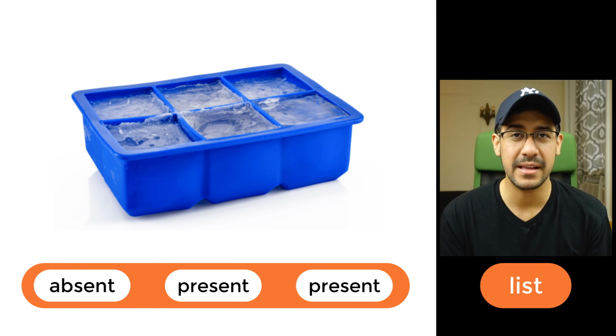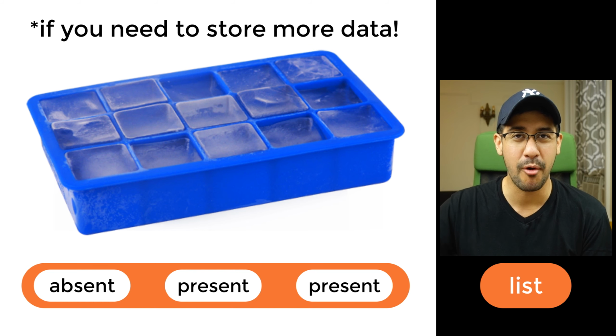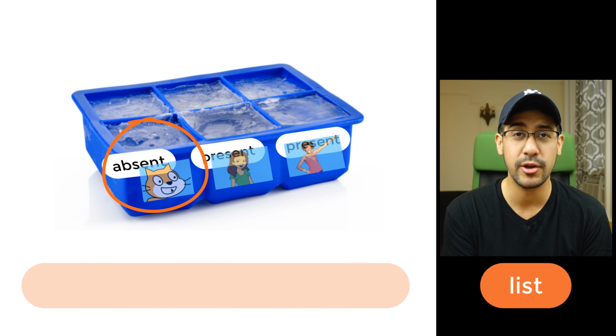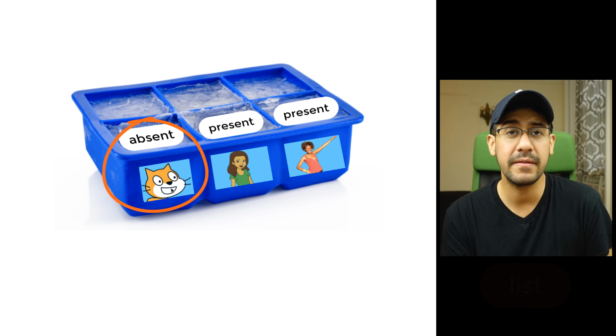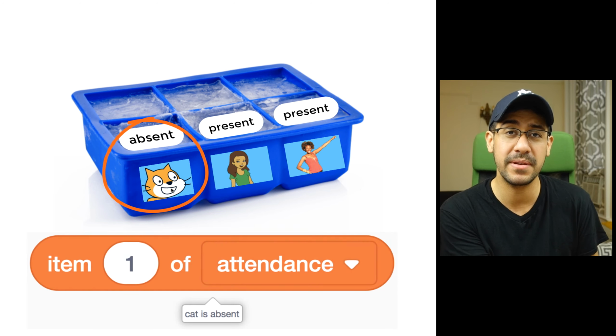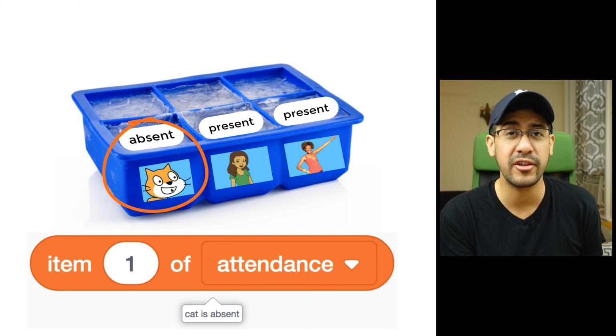And the way to think about a list is that it's like an ice tray that you can keep adding more ice cubes to. And inside each little box, we can place the value of one of the variables. And then later on, we could retrieve that data by saying, okay, in space 1 or in position 1, what is the current value of that variable?